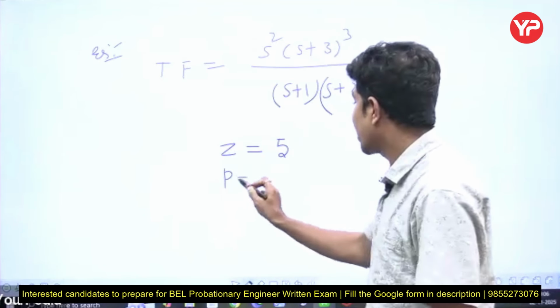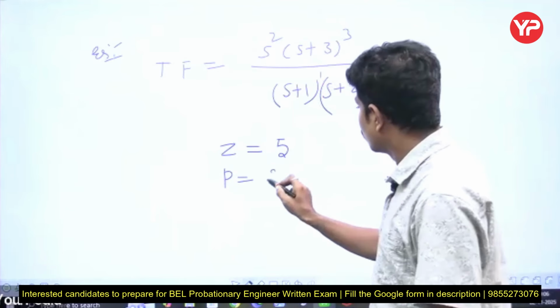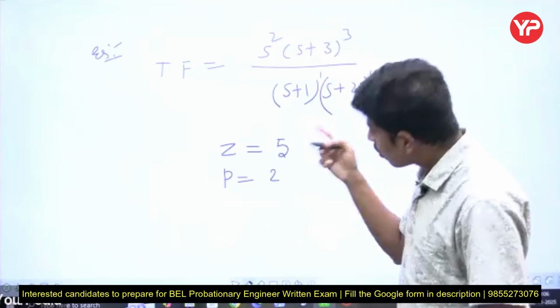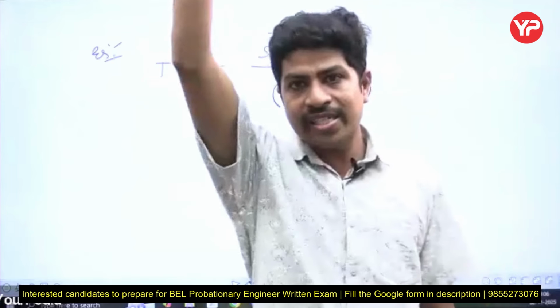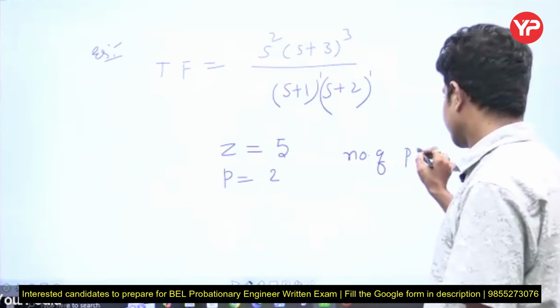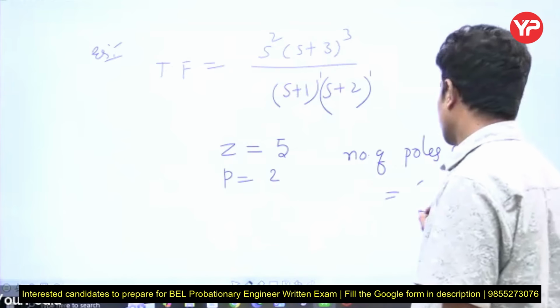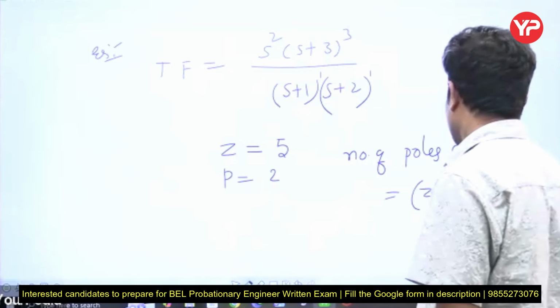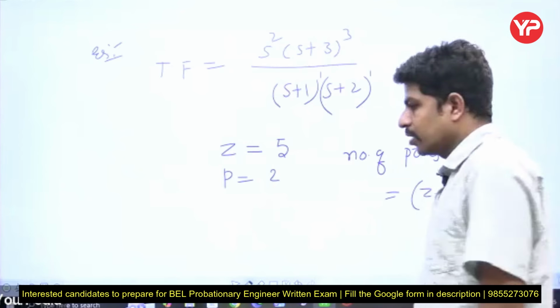Number of poles, how many are there? 1, 2. Yes, each with power 1, total 2. Now, which are more? Zeros are more. If zeros are more, then we can say that poles are existing at infinity. So, number of poles at infinity is equal to Z minus P. Z is 5, P is 2, that is equal to 3. Right?